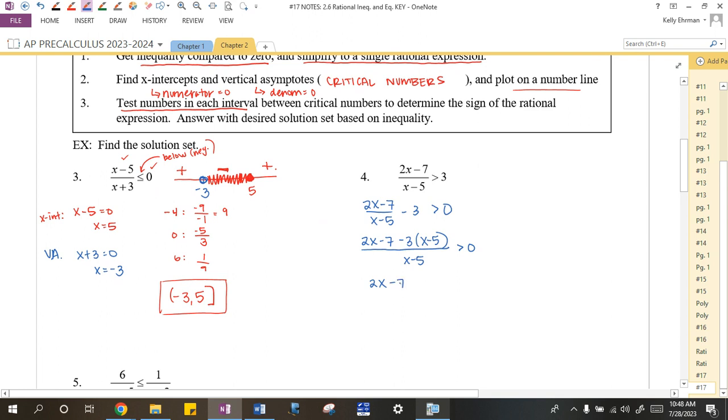So this is 2x minus 7 minus 3x plus 15 over x minus 5 greater than 0. Simplify this: negative x plus 8 over x minus 5 greater than 0. So all of this was step 1. Get this compared to 0, subtract 3, get it down to one fraction.